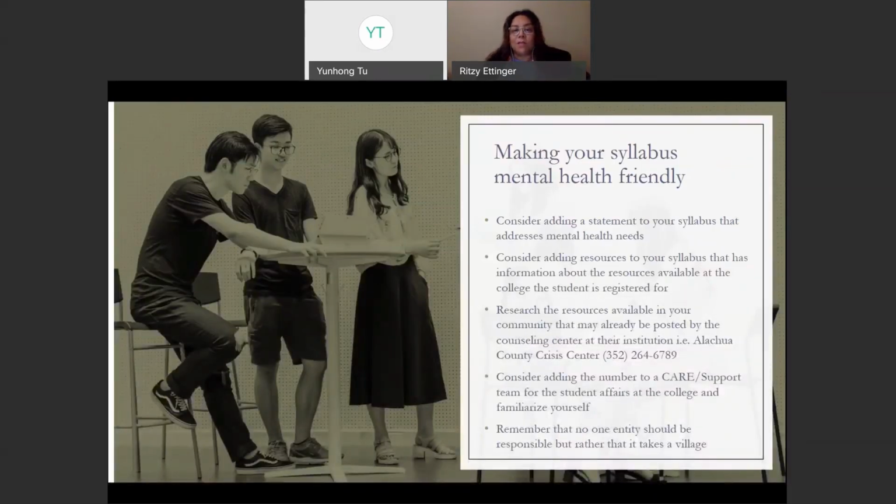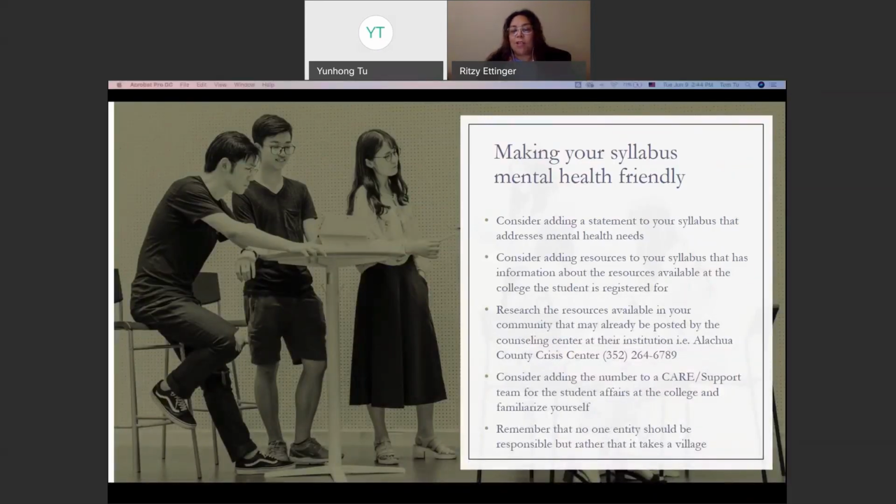Okay, and making your syllabus mental health friendly. Consider adding a statement to your syllabus, and we're going to work on that the next time. What should it say? For mental health needs. Consider adding resources to your syllabus. Maybe you could say, hey, in Alachua County, the crisis center is, the suicide prevention hotline is, adding phone numbers to the care team or the support team in the Dean of Students office, adding the counseling center phone number.